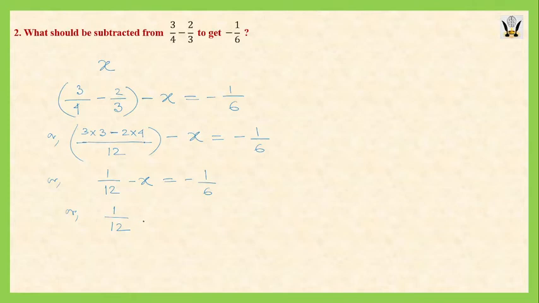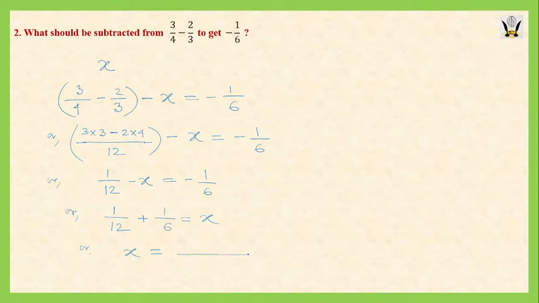Then minus 1 by 6, when it comes to the left side, it will become 1 by 6. So it will change sign. And then minus x, when it goes to the other side, it will become x. Now if we further simplify, let's write this way: x will be the result of this addition.